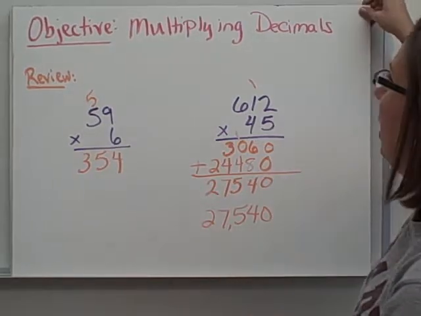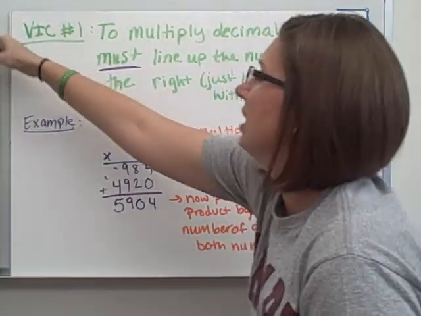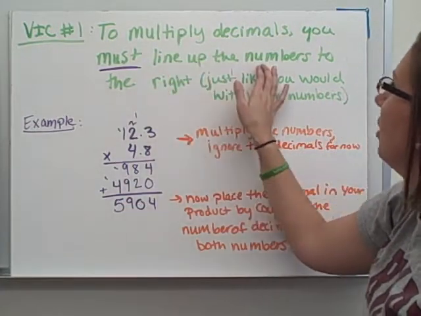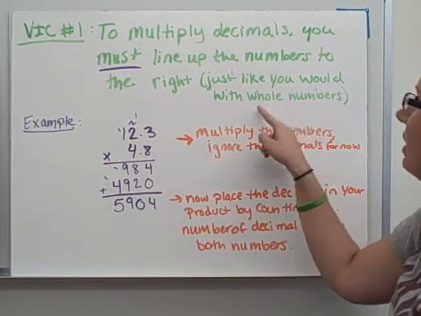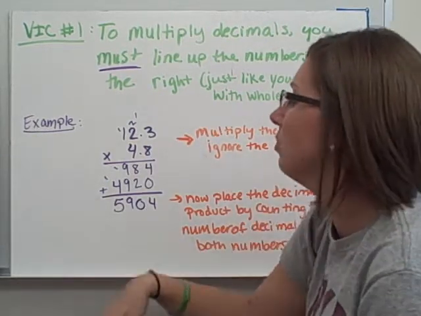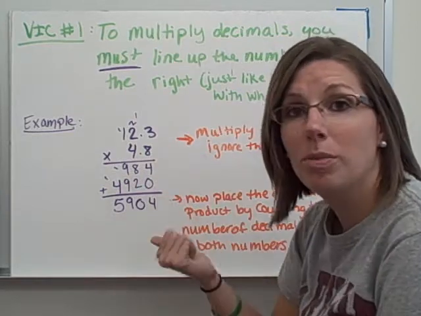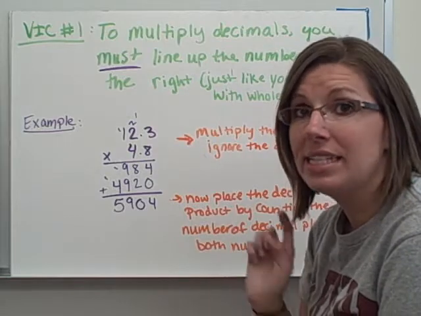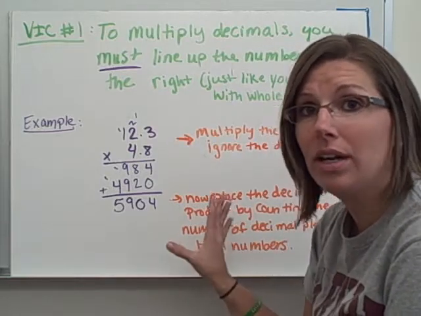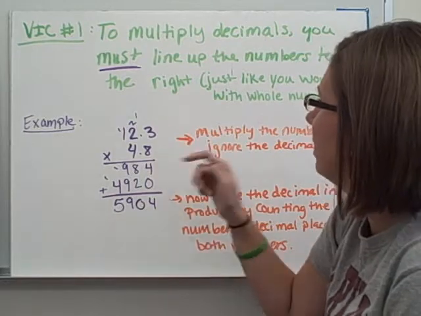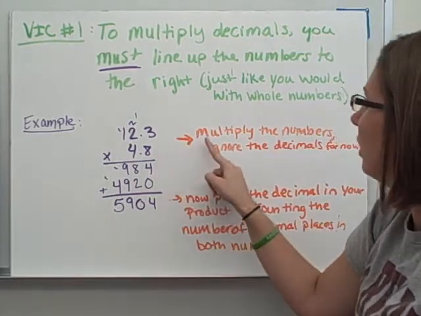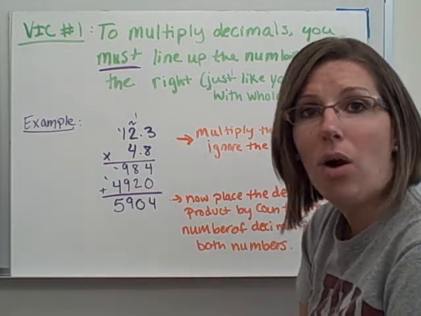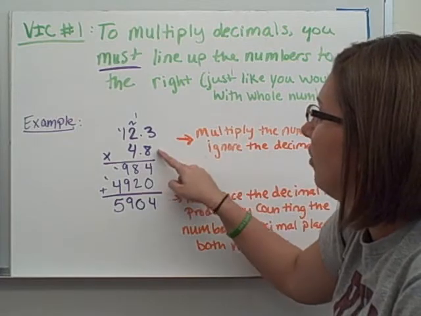All right, so let's talk about multiplying decimals. Rule number 1: to multiply decimals, you must line up the numbers to the right, just like we did with whole numbers. So in the previous problems, we lined up our numbers to the right. In multiplying decimals, we'll do the exact same thing. This is different than adding and subtracting decimals, so it's a different rule here. So we're going to line up our numbers to the right. Once we do that, we're going to multiply our numbers just like we would with whole numbers, ignoring the decimal for now. So what I did is I went ahead and multiplied it out for you.